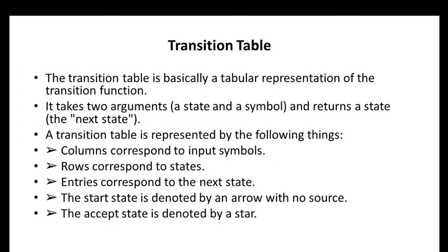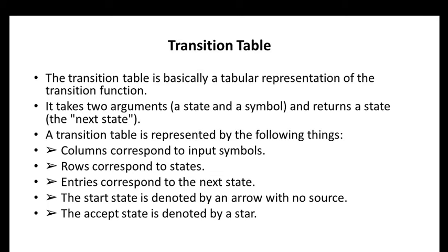Next, the transition table. How can we write the transition table? What is a transition table? A transition table is basically a tabular representation of the transition function. It takes two arguments, a state and a symbol, and it returns the next state. A transition table is represented by the following things.